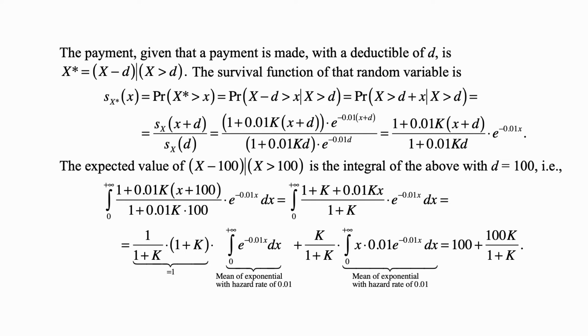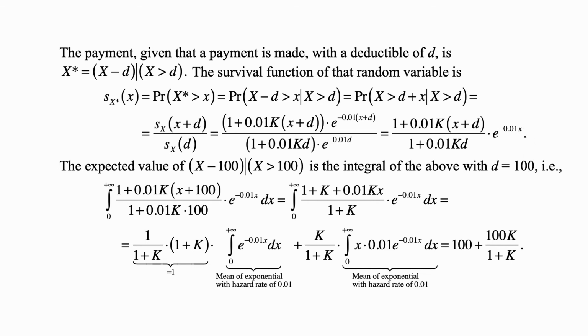Now, of course, the intersection of the two events, X more than d plus x and X more than d, is just X more than d plus x. So that's why this is the survival function at x plus d over the survival function at d. Okay, we plug in the formulas for the survival function. We just calculated them. And what we end up with is (1 plus 0.01k times (x plus d)) over (1 plus 0.01kd), times the whole expression e to the minus 0.01x.